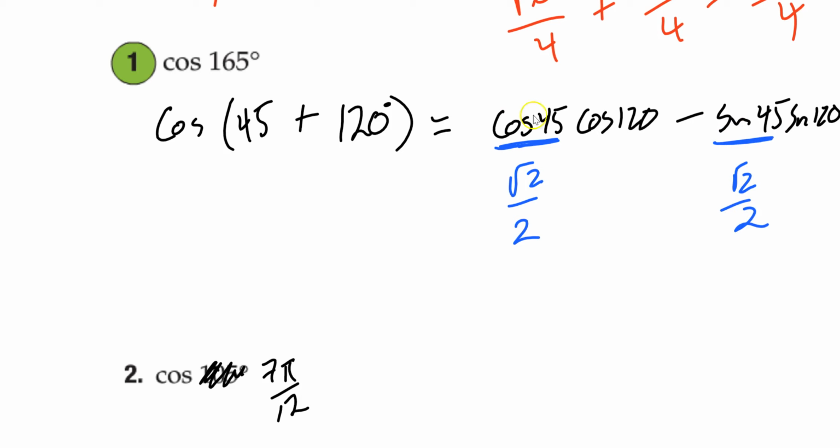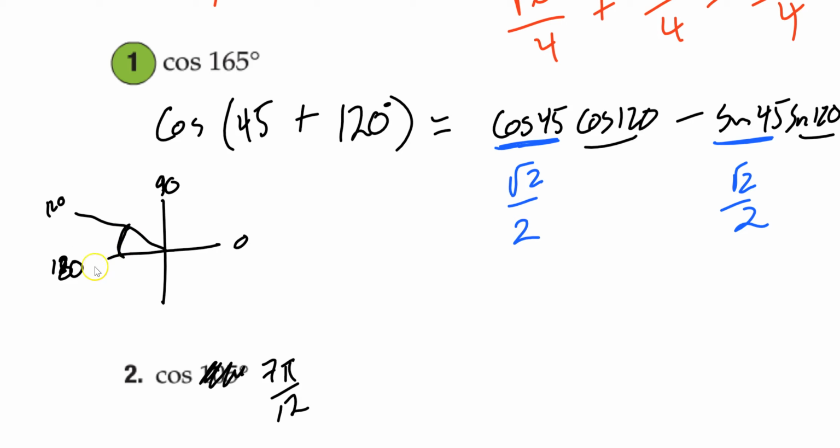Now, if I want to find out what cosine of 120 is or sine of 120, luckily they're the same angle. I just gotta draw it. 0, 90, 180. 120 should be in here somewhere, and then you got to figure out the reference angle, which goes to the x. That should be 60.